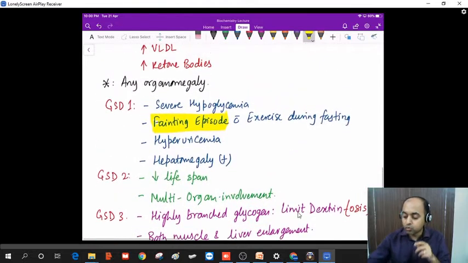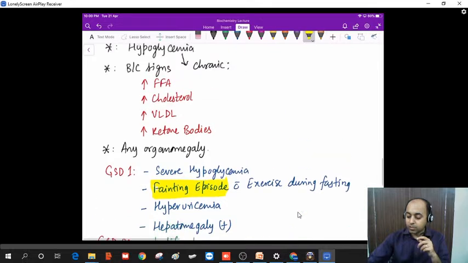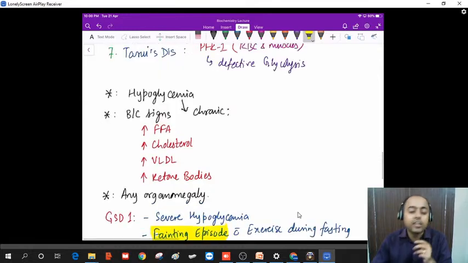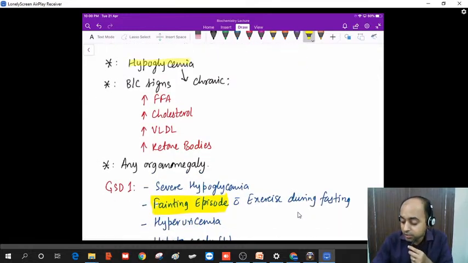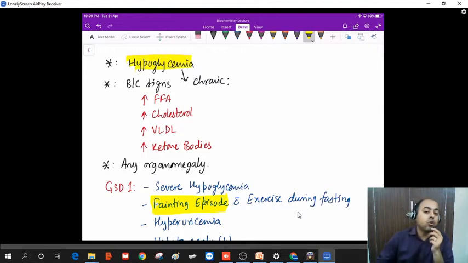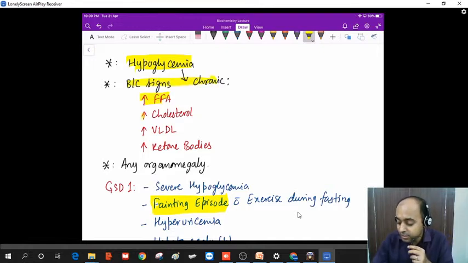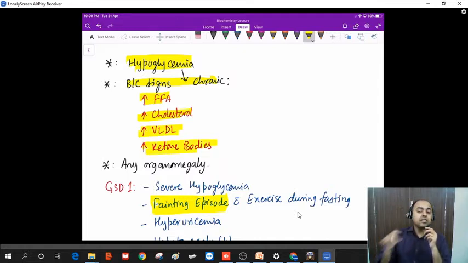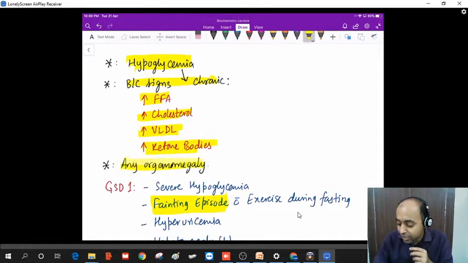I'll quickly go through that. First, you have to determine that you're looking at a glycogen storage disorder. There are three features which will help you determine that. First, the finding of hypoglycemia. This is common to all the glycogen storage disorders. In addition, biochemical signs of chronic hypoglycemia: increased free fatty acids, increased cholesterol in the blood, increased VLDL in the blood, and increased ketone bodies. And lastly, any type of organomegaly, whether it is liver, muscle, or kidney, one of them will be enlarged.